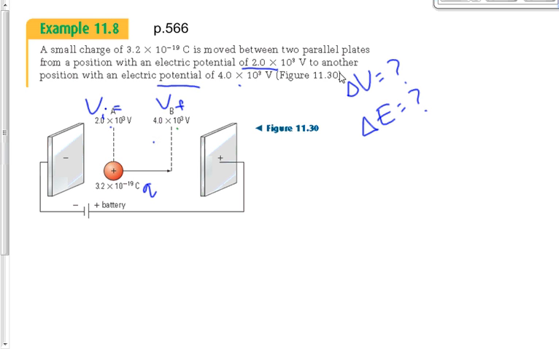All right. Delta V is pretty straightforward here, right? We've got VI, we've got VF. Let's subtract the two. VF minus VI gives me 2.0 times 10 to the 3 volts. Anybody have a suggestion as to how to find delta E here now? Okay, we've got the change in potential, the potential difference.